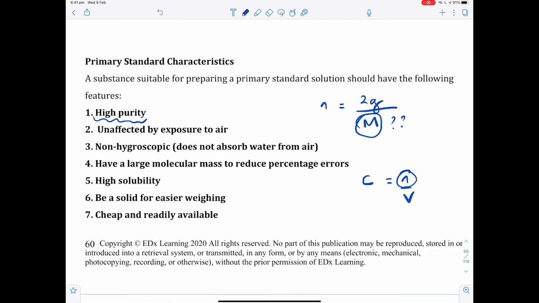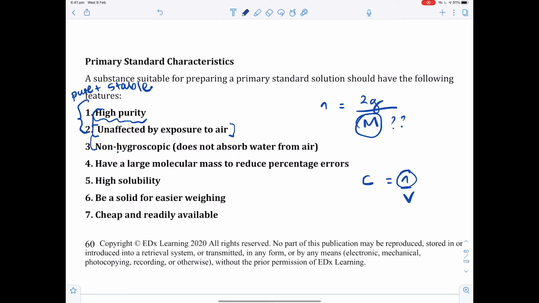Now, the next thing, this kind of links on, is you don't want the chemical to change. This is all linked to high purity. So I would just link this all to pure plus stable. Doesn't react with anything, has an accurate chemical formula. Okay, and again, even this falls under the same principle, right?